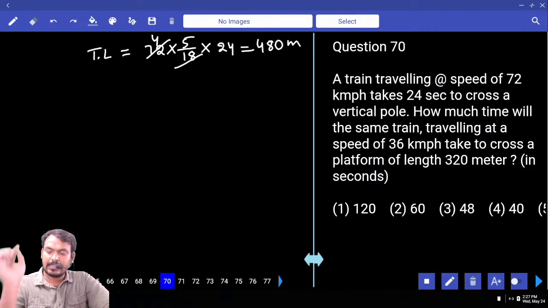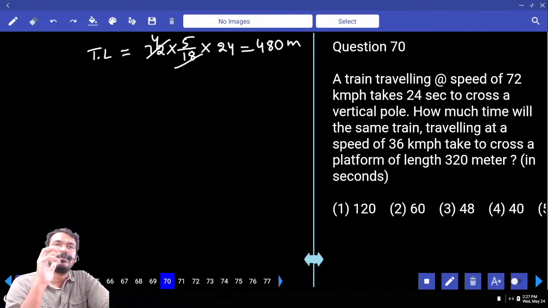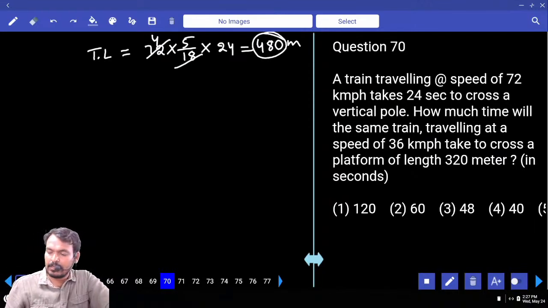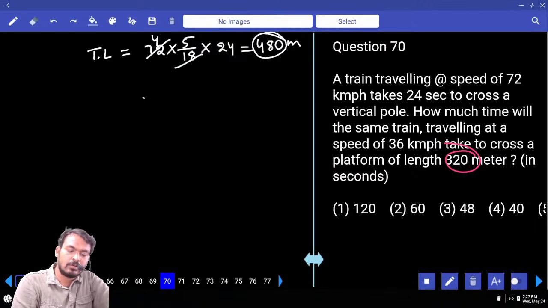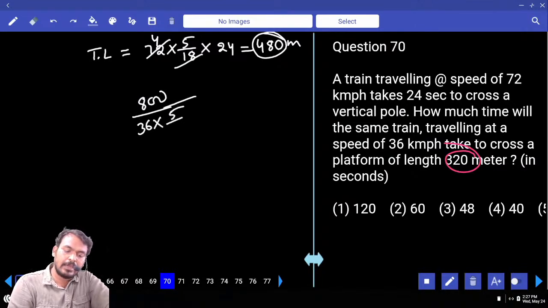But in the second case, the same train passes a platform. When a train passes a platform, the total distance is train length plus platform length. Already the train length is 480 and the platform length is 320. Total distance 800. It will pass with a speed of how much? 36 km per hour. 36 into 5 by 18.